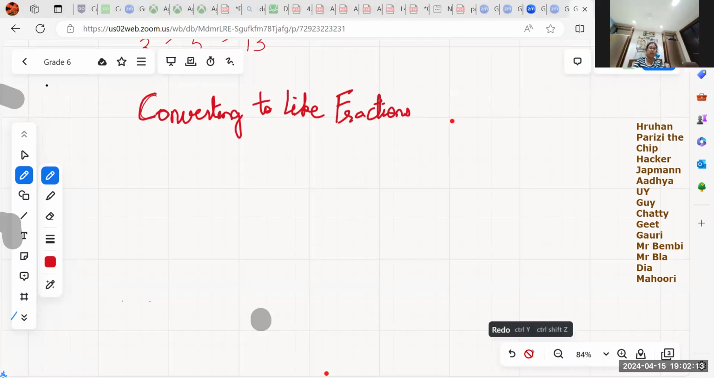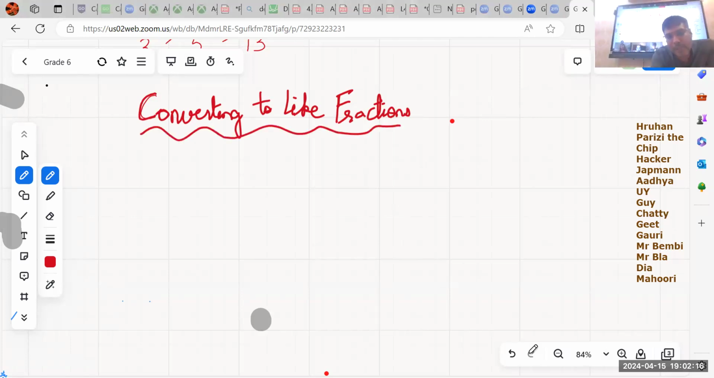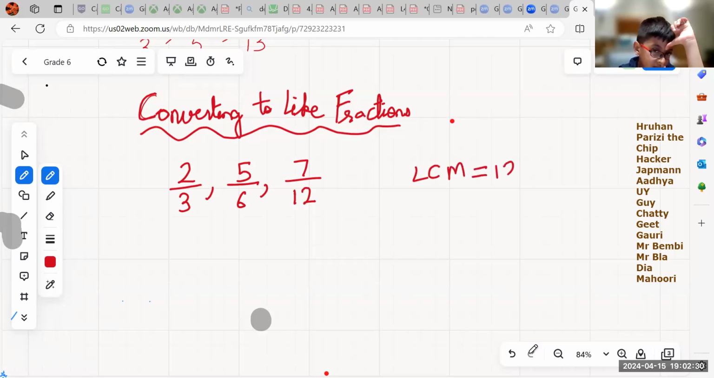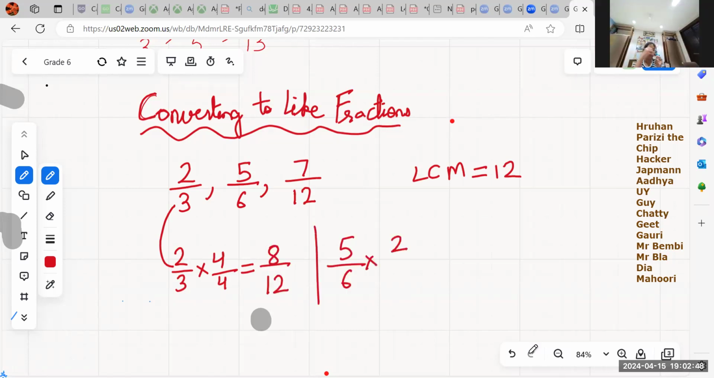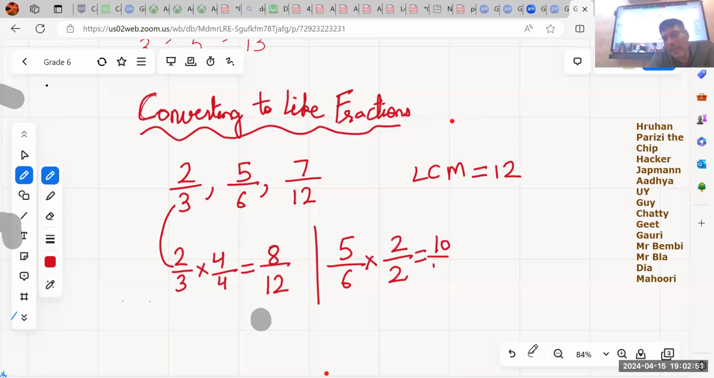I will explain this converting to like fraction. जैसे मेरे numbers हैं 2 by 3, 5 by 6, 7 by maybe 12. So what we do, we take LCM. LCM is 12. Then I multiply 2 by 3 with 4 by 4 because I want 12 in the LCM. Same method like we use in adding and subtracting fractions. So I got 8 by 12. Then 5 by 6 I will multiply with 2 by 2. I will get 10 by 12. And 7 by 12 remains this only.